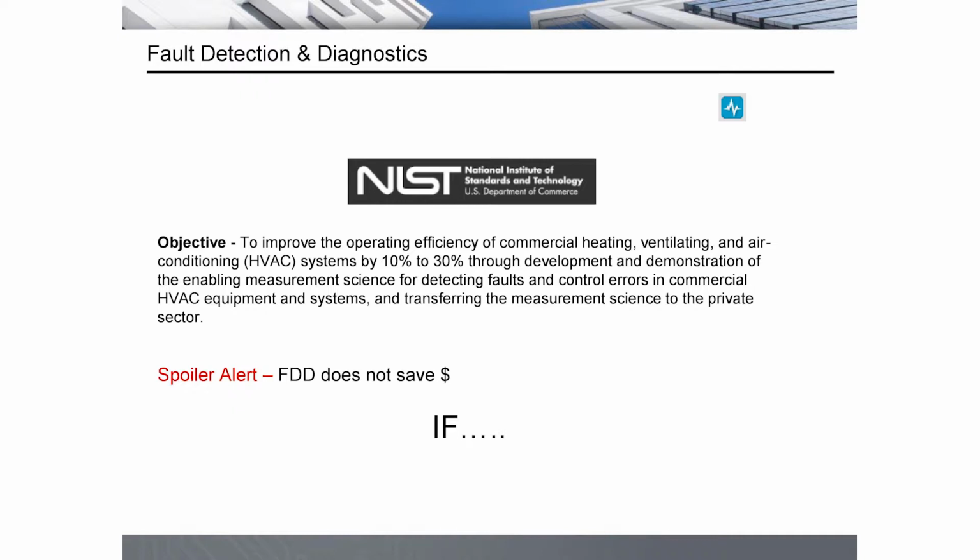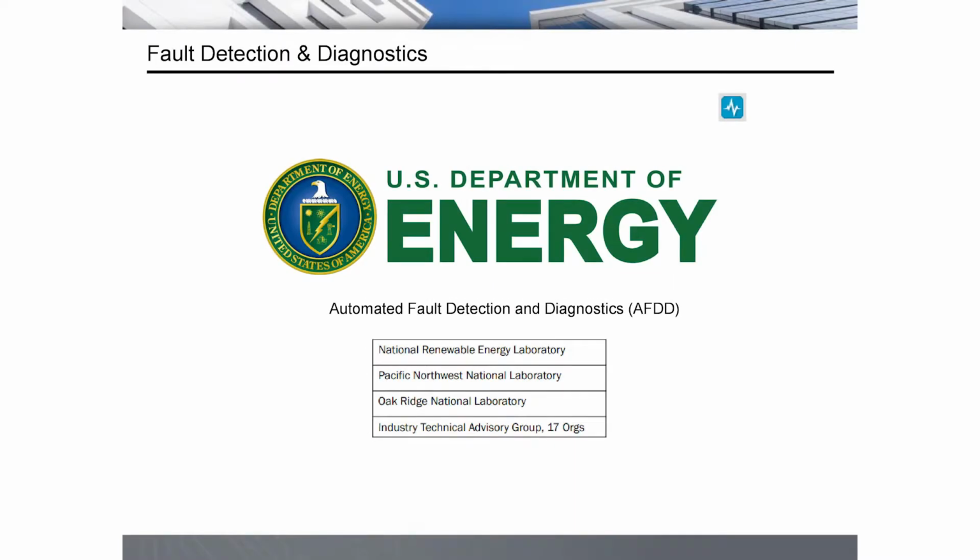One of the issues that we have found in implementing FDD is that it works great, provided you've got a proactive facilities group that's able to take these alarms and do something with them. If they don't ever do anything, you don't ever see any savings or benefit.